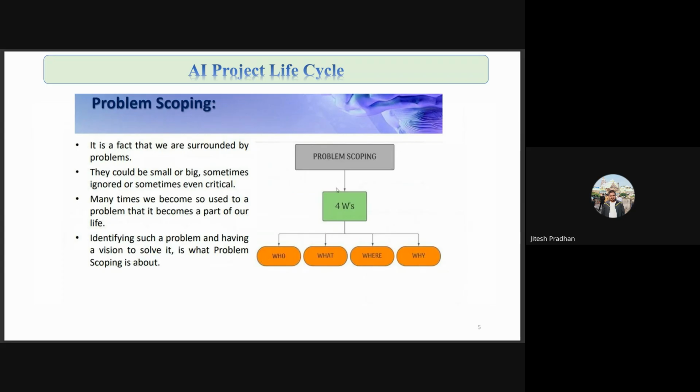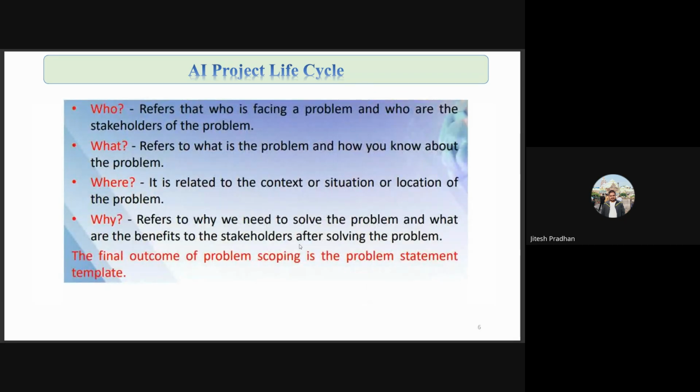So these 4 things we have to identify. Basically, in problem scoping we have to get used to the problem, and sometimes we have to identify a problem with a vision to solve it, because based on these 4 W's, we can decide whether a problem is solvable or not.